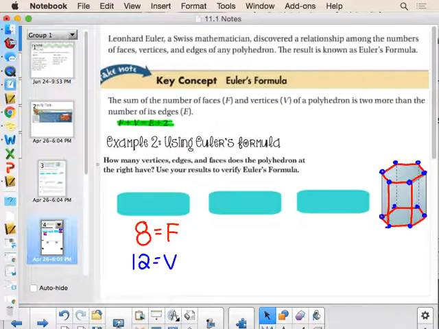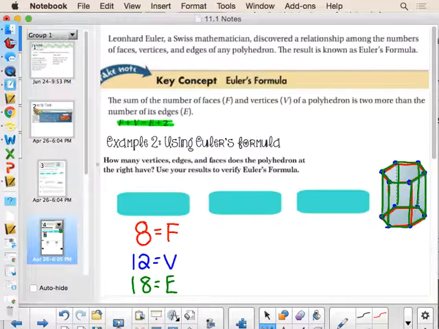Lastly, I want us to determine how many edges we have. And in total, I'm counting 18 edges. Now I can count that by going around 1, 2, 3, 4, 5, 6. I'm also going to have 6 on the base, but the thing I cannot forget is I need to count these edges all around. So all around we also have a total of 6. So 6, 6, and 6 gets me 18.